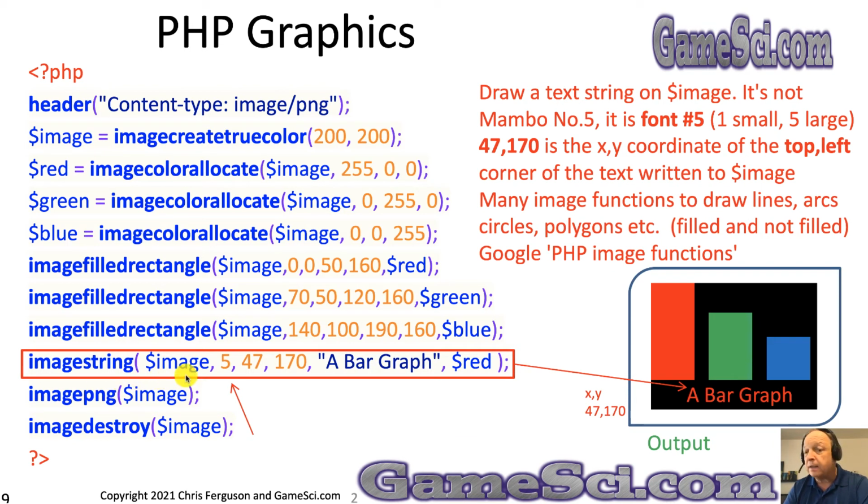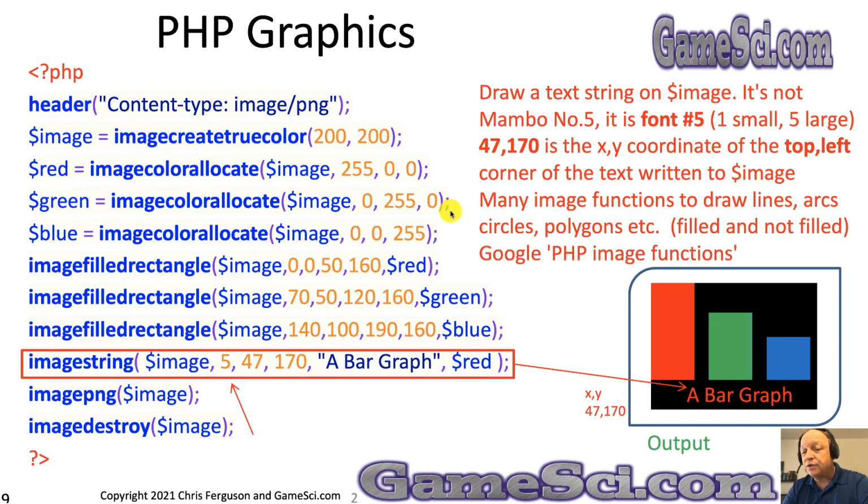Image string, $image, 5. Draw a text string on $image. It's not Mambo number 5, it's font number 5. Font number 1 is the smallest font. Font number 5 is the largest font. The 47, 170 is the XY coordinates of the top left corner of the text written to $image. So this is 47, 170 right there, top left corner.